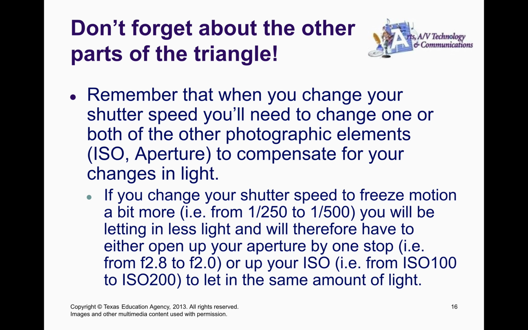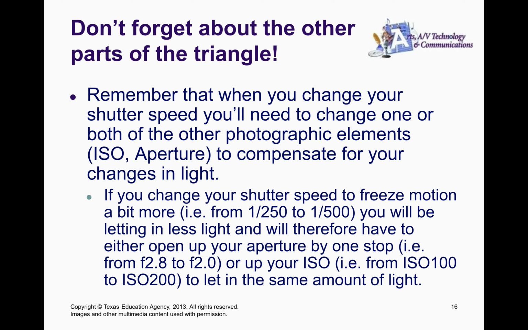Don't forget about the other parts of the triangle. We've already talked about aperture. Remember, the big hole makes it so you get a small depth of field. The small hole makes you able to get the whole football field in focus, but it's also not letting much light in. So we're going to learn about the third part, ISO, another time, all right? But you'll have to learn how to compensate with those.